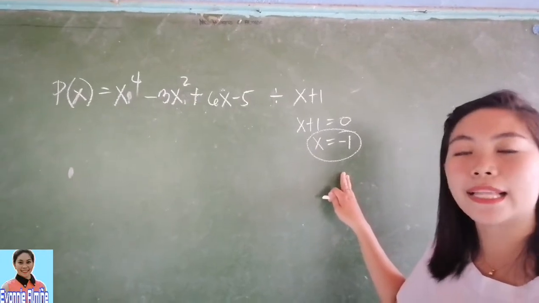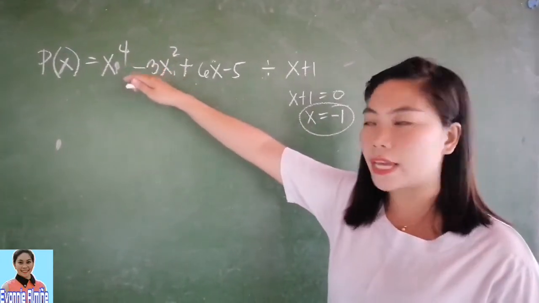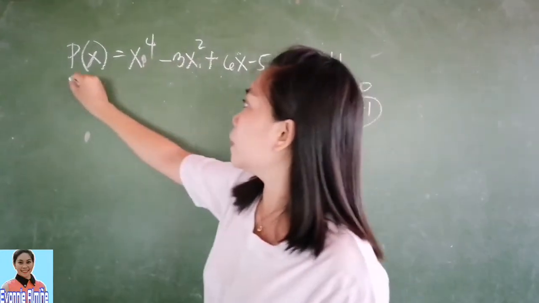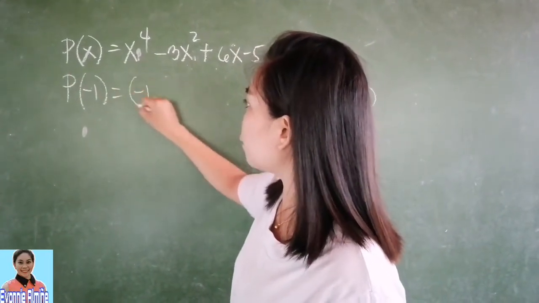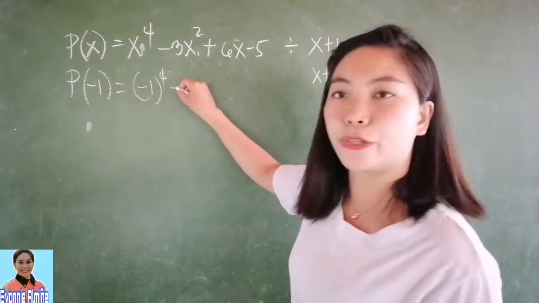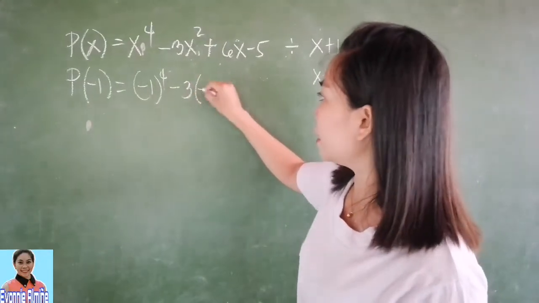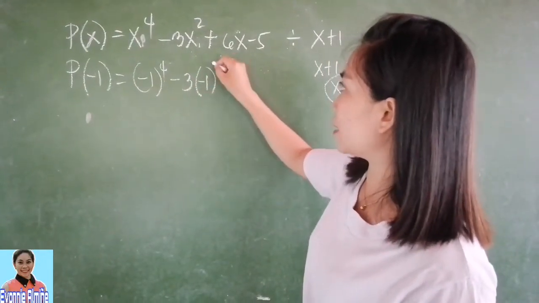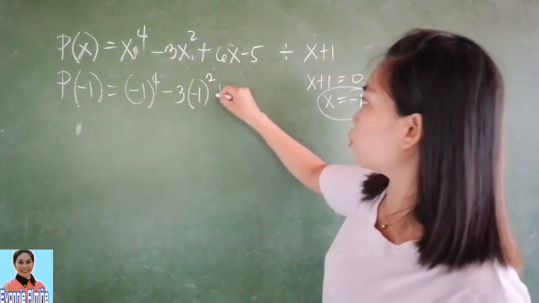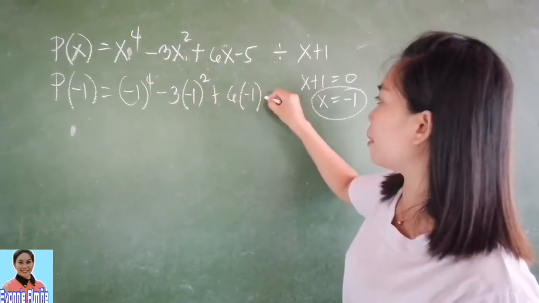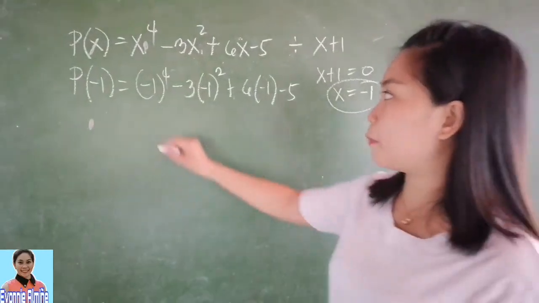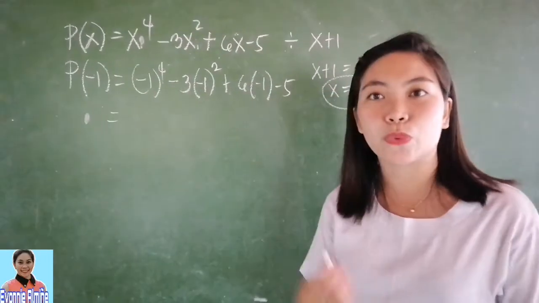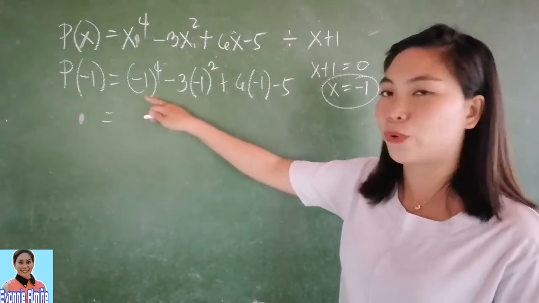Now, let's substitute all the values of x by negative 1. So you have negative 1 raised to 4 minus 3. Substitute the value of x, which is negative 1, raised to 2 plus 6, negative 1 minus 5. Okay, now, evaluate po natin. So, how many times we're going to multiply negative 1 by itself?